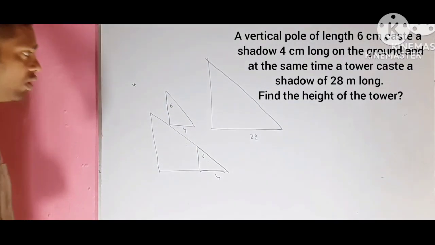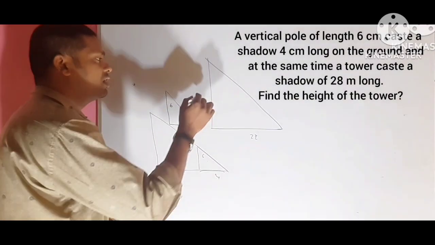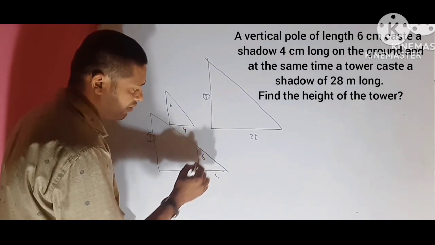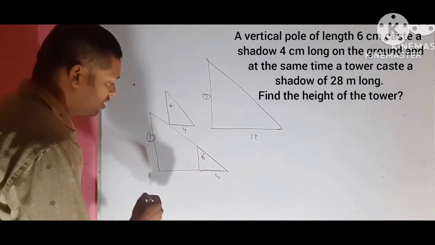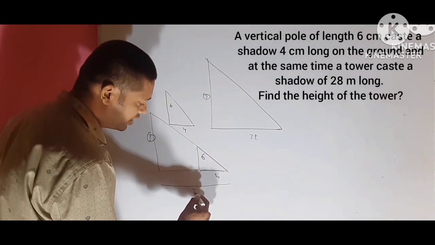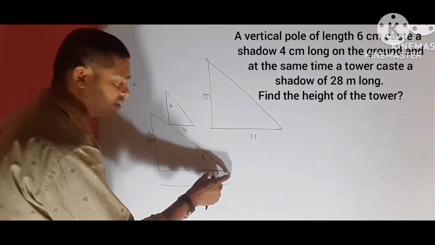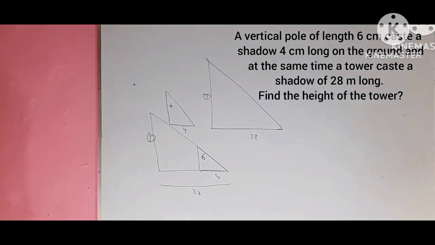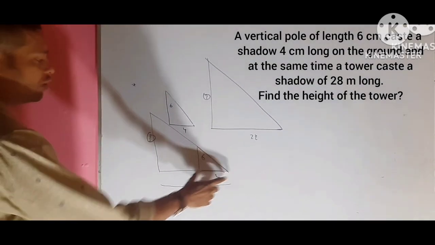So what do we have to find out? We have to find out the height of the tower. In this case, we have this height and we have the shadow. In this case, we don't have the height, we have the length 28 meter. I am assuming that this shadow is overlapped by this shadow also. 28 meter, a bigger one. So it includes this shadow also, the 28 meter.